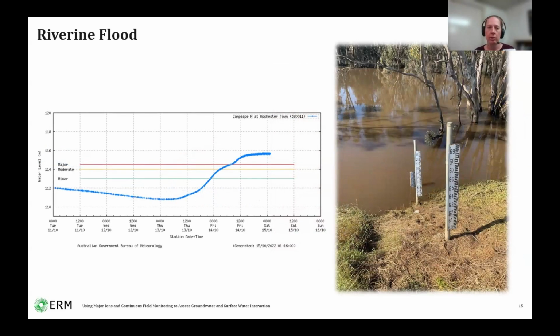So under the flood conditions that occurred in 2022, the surface water level rose rapidly due to heavy rainfall in the upper catchment and overspilled the upstream weir and then the banks of the river. So on the left-hand side is the flood curve from the town upstream of Echuca, known as Rochester. You might have seen it in the news at the time. And in Rochester, the water levels rose about 5 metres in a day and a half.